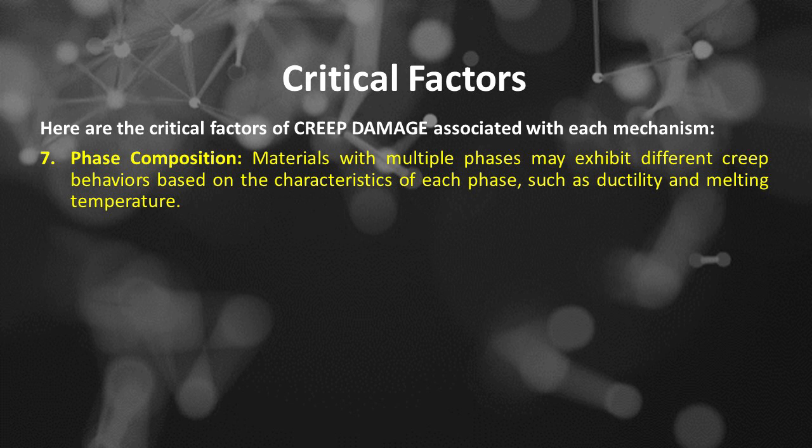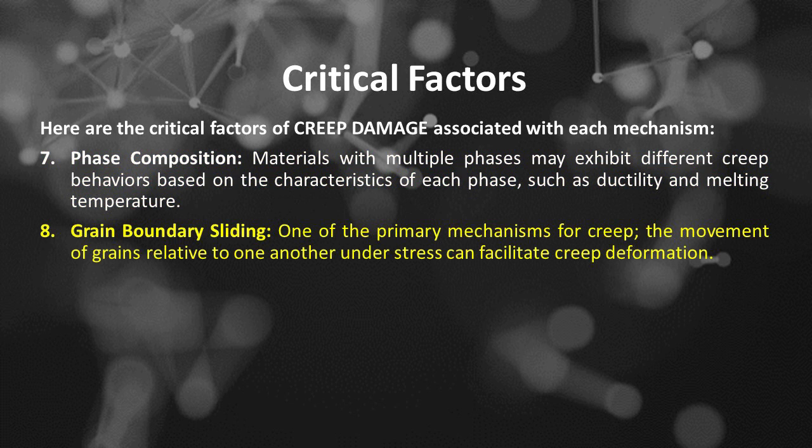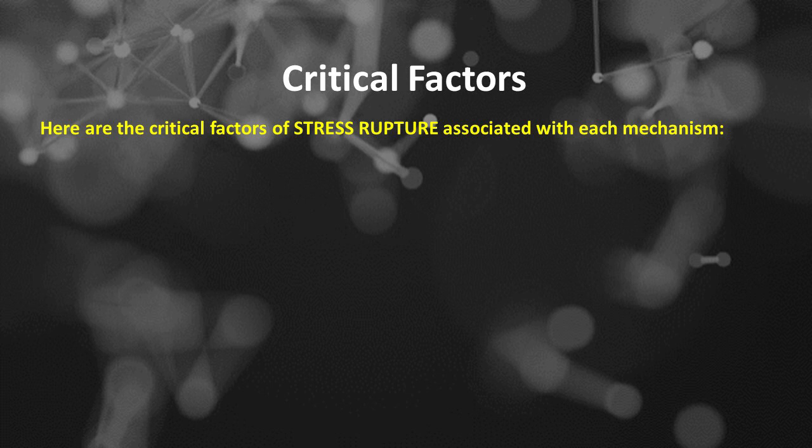Number 7 is phase composition. Materials with multiple phases may exhibit different creep behaviors based on the characteristics of each phase, such as ductility and melting temperature. Number 8 is grain boundary sliding. One of the primary mechanisms for creep, the movement of grains relative to one another under stress, can facilitate creep deformation. And here are the critical factors of stress rupture associated with each mechanism.